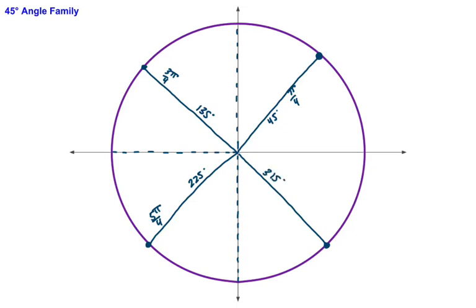Now, 5 pi over 4 was 225, so 5 pi over 4. 6 pi over 4 is 270, so 7 pi over 4 has to be 315. And then technically we'd end up back at 360 or 0 degrees. Those are coterminal angles. That is already part of the 90-degree angle family. So those are the angles for the 45-degree angle family.